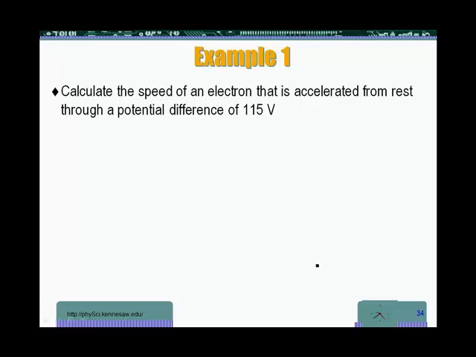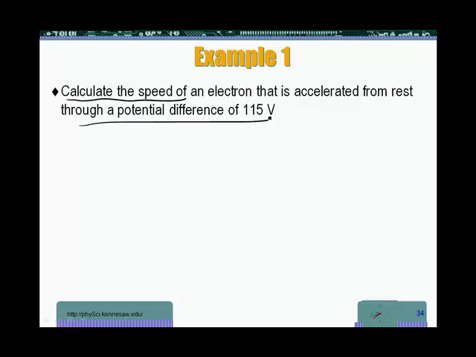Okay, here we start working on some examples. In this particular case, we are being asked to calculate the speed of an electron that is accelerated from rest through a potential difference of 115 volts.